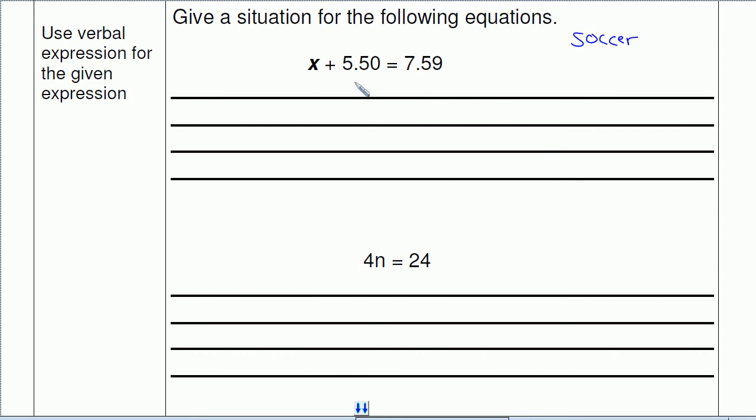Okay, so the first problem, let's see, is x plus 550 equals 759. So what I'm going to do is say I'm buying a soccer ball and I need to pay taxes, but I don't know how much the taxes are. I know the soccer ball is 550. I want to know how much the taxes will be, and the total I know is going to be 759. So I'm going to word it differently, of course, but that's the gist of the problem.